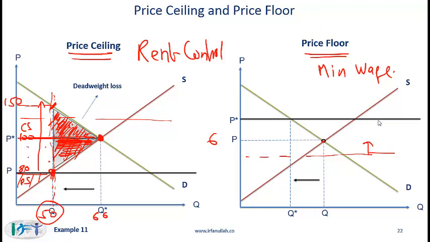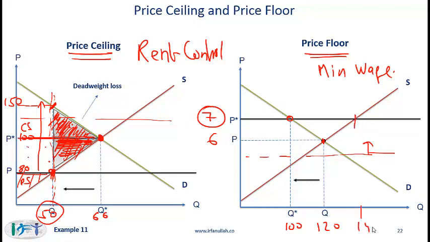If the minimum wage is set, for example, at 7, then the demand for laborers is going to be given by this point over here. Let's say that this point is 100. The equilibrium demand at a price of 6, let's say, would have been 120. But now the demand is 100. At a higher wage of 7, which is the minimum wage, the supply is going to be more. So let's say that the supply is 140.